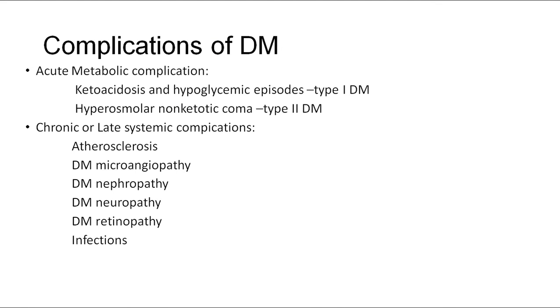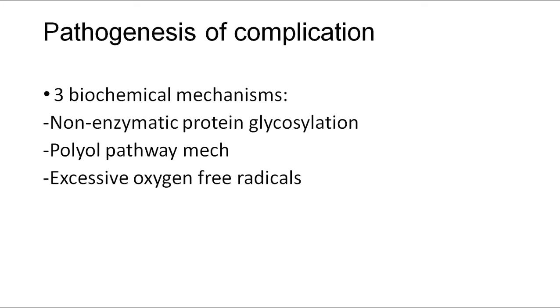So the complications of diabetes are acute and chronic. Acute metabolic complications are ketoacidosis and hypoglycemic episodes, which occur in type 1 diabetes. In type 2 diabetes, there is a hyperosmolar non-ketotic type of coma. The chronic or late systemic complications are atherosclerosis or arteriosclerosis, microangiopathy, nephropathy, neuropathy, retinopathy, and increased predisposition to develop some infection.